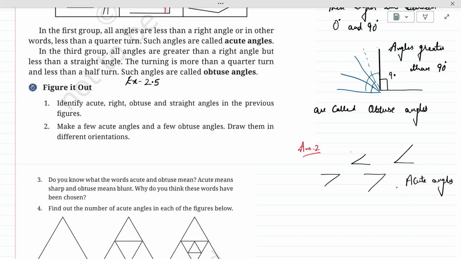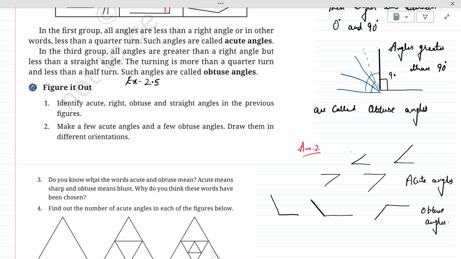Similarly, we can make obtuse angles. This one, and this one is our obtuse angle. This is an obtuse angle. These are our obtuse angles.